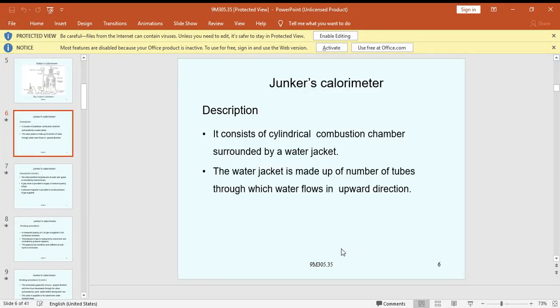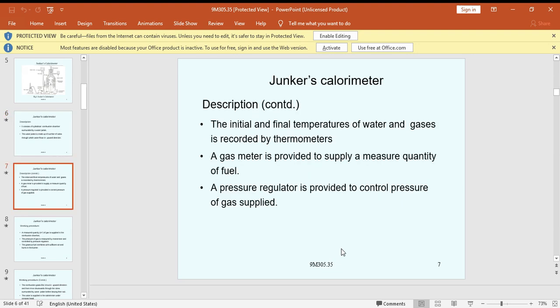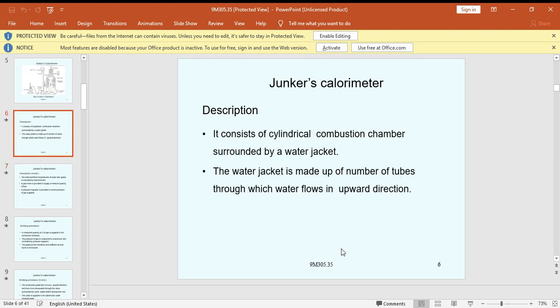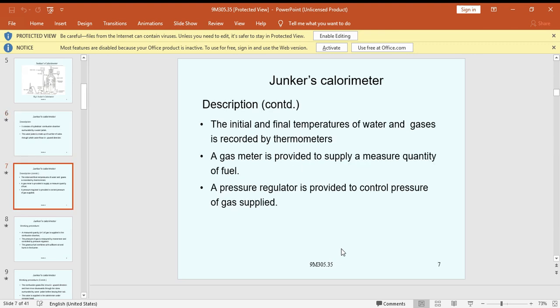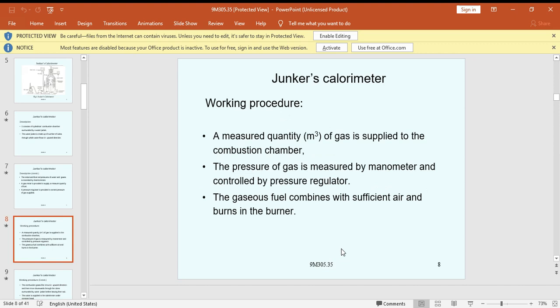The calorimeter consists of cylindrical components surrounded by a water jacket. The water jacket is made of a number of tubes through which water flows in the upward direction. The initial and final temperatures of the water and gas are recorded by the thermometer. A gas meter is provided to supply the measured quantity of fuel. A pressure regulator is provided to control the pressure of the gas supplied.